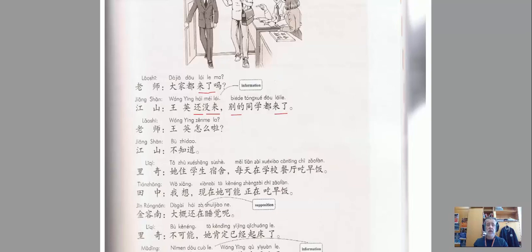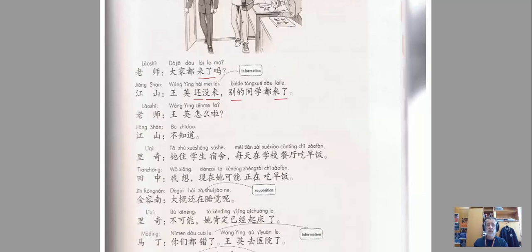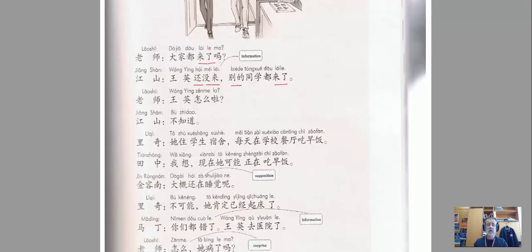And again, the le here has the same role as the le up above, where it both means completion of that action of arriving, but also, in a sense, a change of situation in that now everyone is here. So the teacher goes on and asks, 王英怎么了? 怎么了? So what that means is, what is up with, what is wrong with, what has happened to Wang Ying.